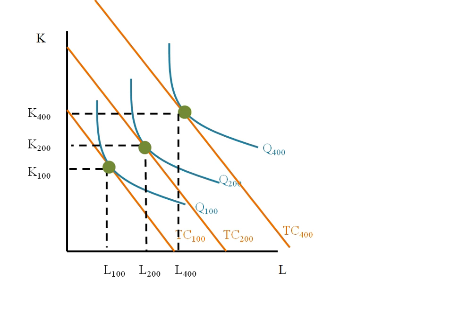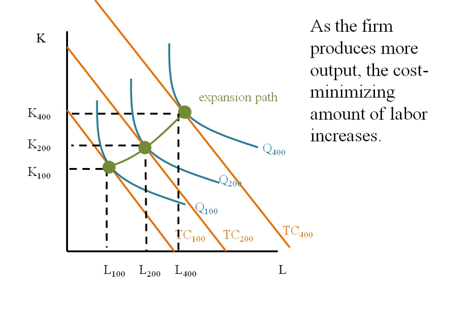Now, if I look at all these cost minimizing bundles, or quantities of labor and capital, if I connect all those points, that is my expansion path. So as the firm produces higher and higher levels of output, how do their optimal quantities of labor and capital change? What we notice is as the firm produces more output, the cost minimizing amount of labor increases. When this is the case, we say it is a normal input. Now notice the cost minimizing amount of capital also increases, making it a normal input.